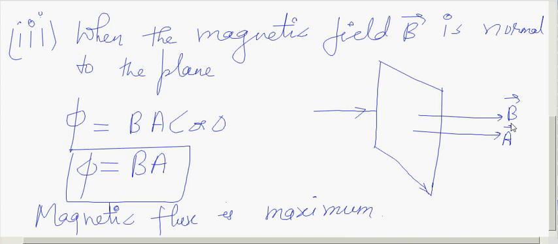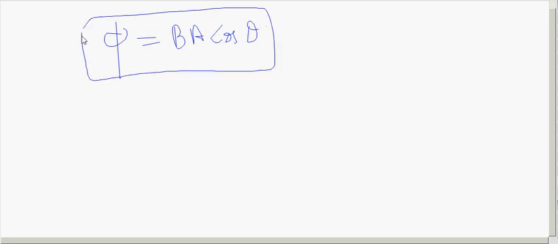Remember the unit is Weber. Flux is BA cos theta. The important equation to remember is flux is BA cos theta. Theta is the angle between B and A, and this is important and we will be using it in our further discussion.